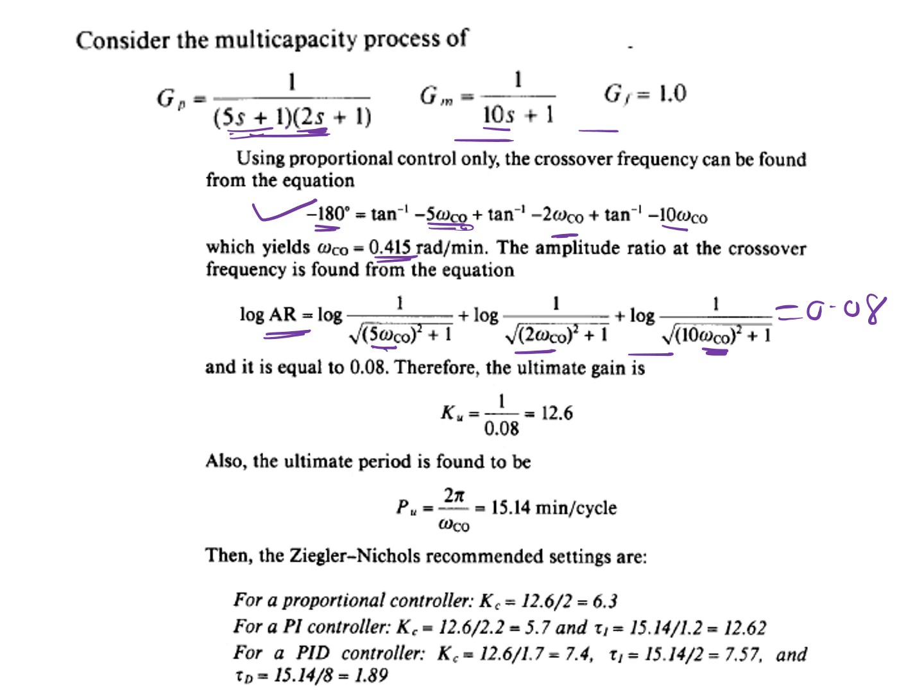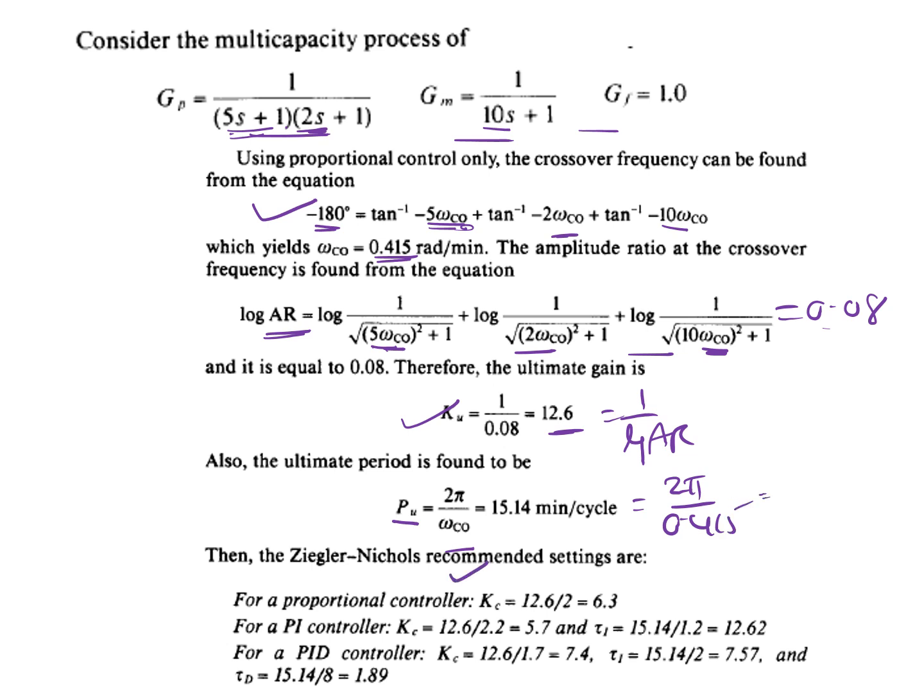So you know all the values. Substitute 0.415. So now you will get 1.08, and then Ku is equivalent to 1 by logarithm of amplitude ratio, which is 12.6. So now we know the ultimate gain, and we don't know this ultimate period. So use the formula 2 pi by omega. So 2 pi by 0.415. So you will get this Pu and substitute in this.